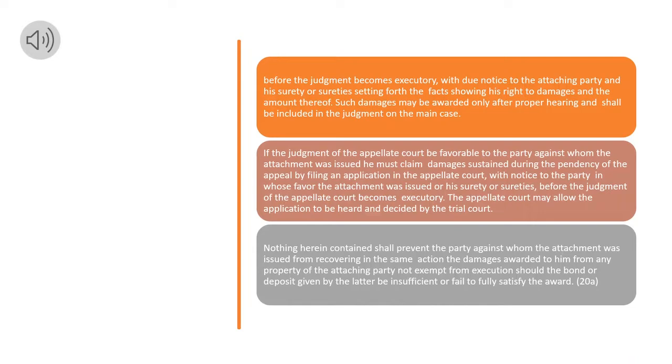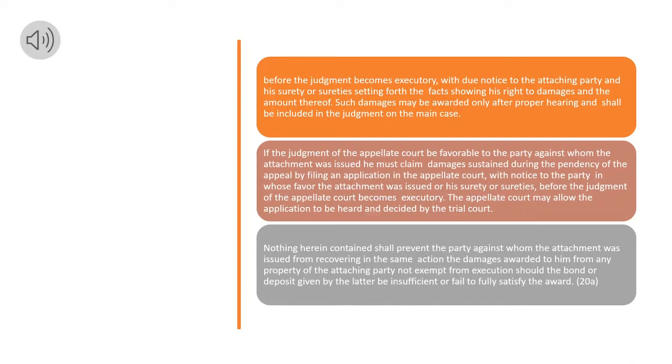If the judgment of the appellate court be favorable to the party against whom the attachment was issued, he must claim damages sustained during the pendency of the appeal by filing an application in the appellate court, with notice to the party in whose favor the attachment was issued or his surety or sureties, before the judgment of the appellate court becomes executory. The appellate court may allow the application to be heard and decided by the trial court.